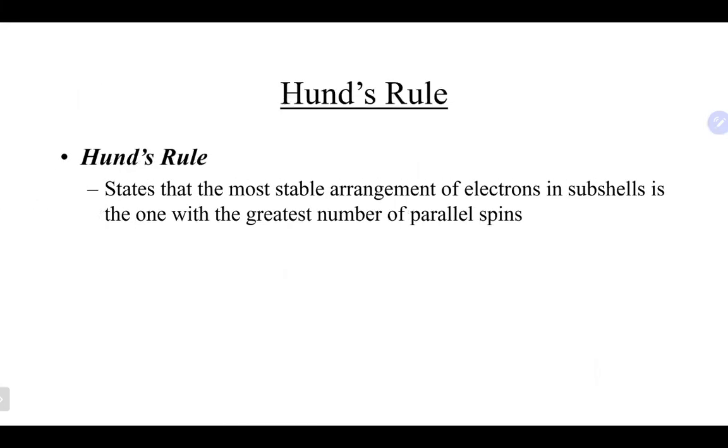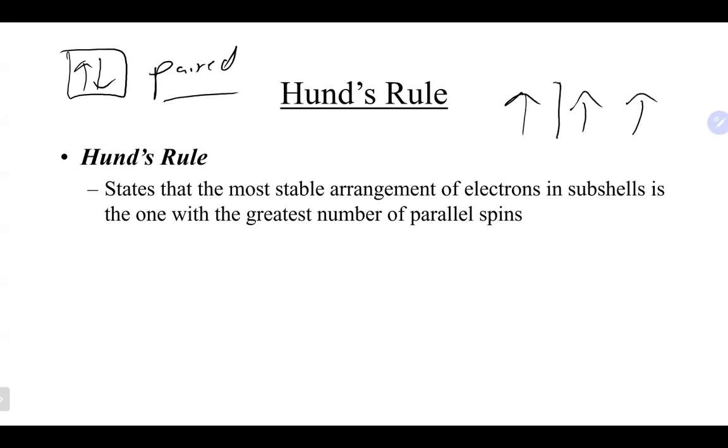Hund's rule basically says that the most stable arrangement of orbitals is one that maximizes parallel spins. So if you remember, we saw earlier that if we put electrons going in opposite directions, this is what is referred to as paired spins. Electrons all heading in the same direction is what is referred to as parallel spins.